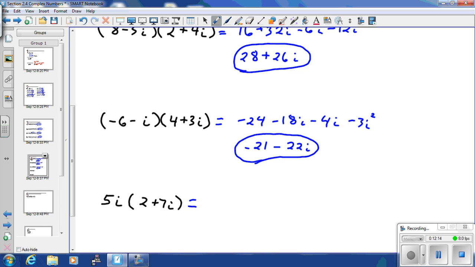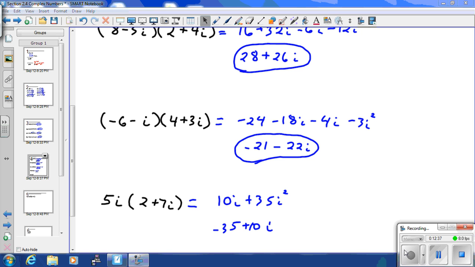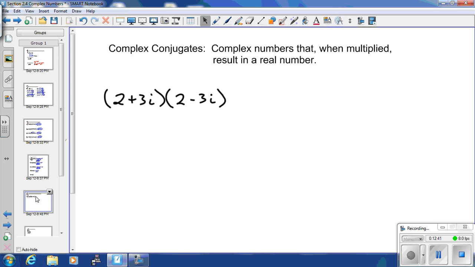This one here is a little bit different. I wanted to throw something a little different in here. This one is just a distribution, so 5i times 2 is 10i, and 5i times 7i is 35i squared. And that makes -1 times 35, so that's -35 plus 10i. So that's it for the multiplication.